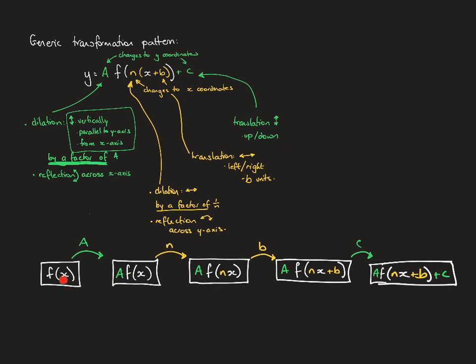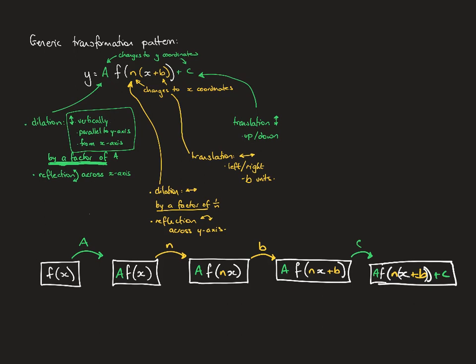So we start with f of x and we dilate it vertically by a factor of a, and we reflect it across the x-axis and we get to here. And then we dilate it by a factor of 1 on n and reflect it across the y-axis. And then we get this form of the function. And then we translate it horizontally and we get this form of the function. And then we move it up and down and we get this form of the function. So if they give us a function that's written in this format, and I've got a mistake in there, that should have brackets there.